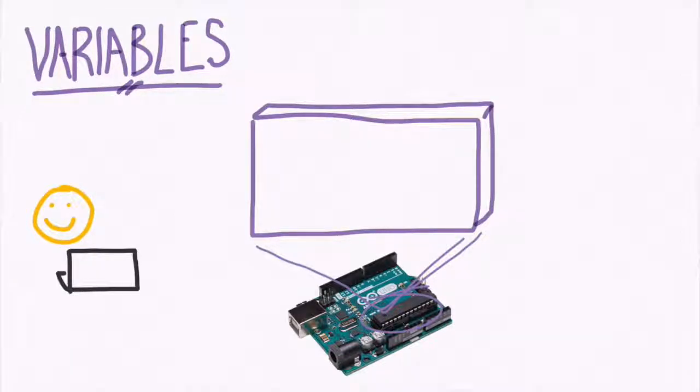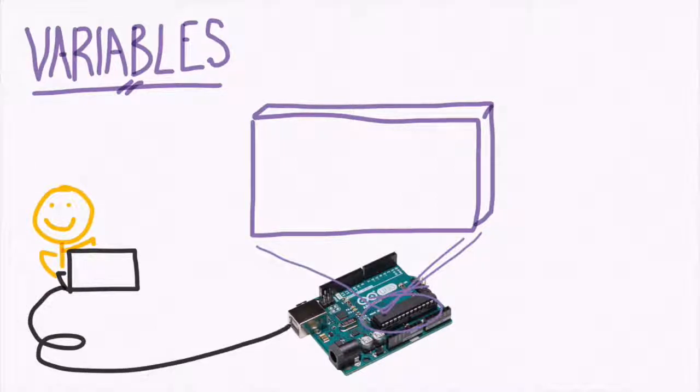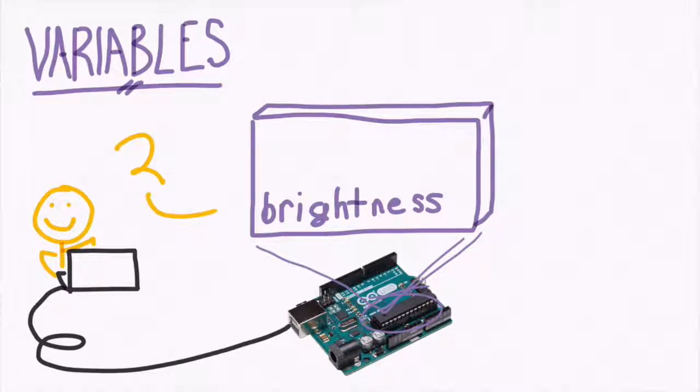When we're writing code on our computer to tell Arduino what we want it to do, we can create variables. When we create a variable, we can give it a name. I'm going to call this variable brightness. We can give the variable a value or a number, and Arduino will store that number inside the variable. It'll basically put the number inside the box in its memory.